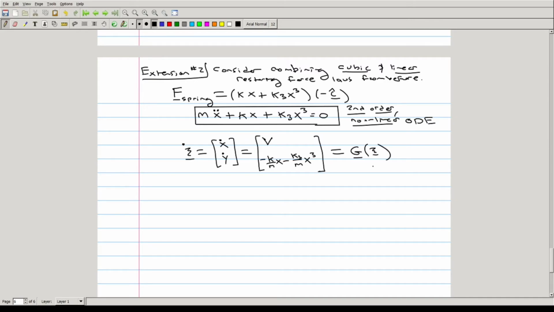And this is a vector function of variable xi. So this system is an equivalent system to this second order nonlinear ODE, but this is now a system, or autonomous system, of nonlinear first order ODEs.